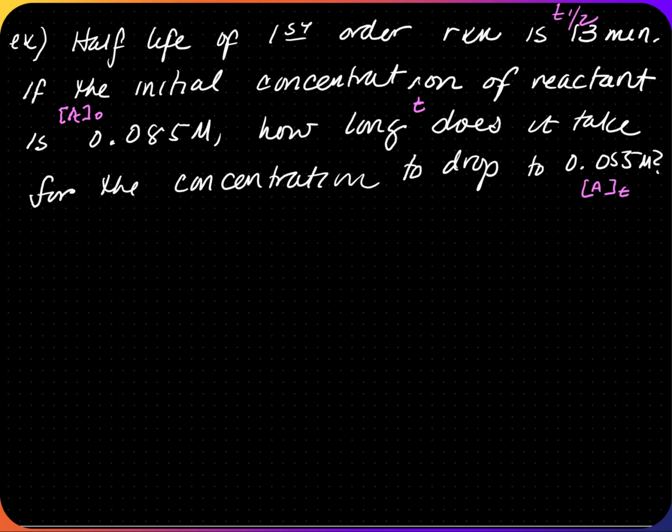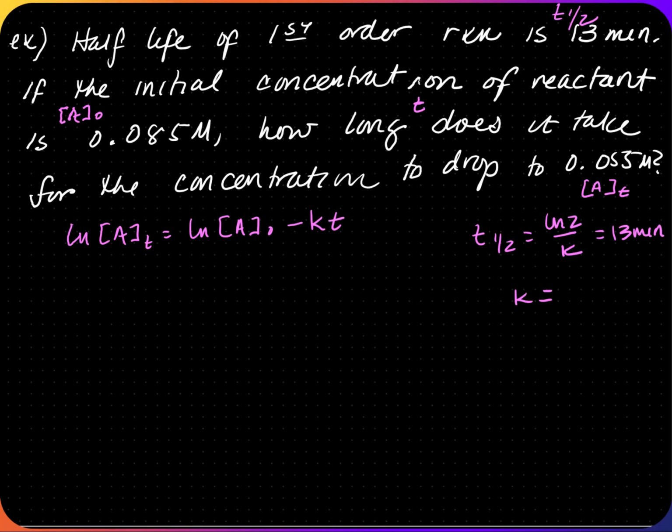Since we know this is a first order, we know the formula is going to be ln A at time t equals ln A naught minus kt. We have all the variables except for k. We can solve for k because we know this is a first order: T1/2 is ln 2 over k, and this is equal to 13 minutes. So k is equal to 0.0533 minutes to the negative first.